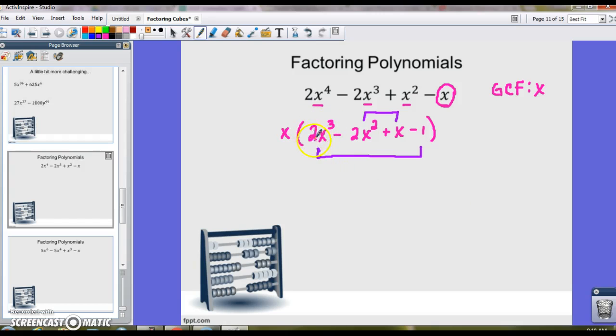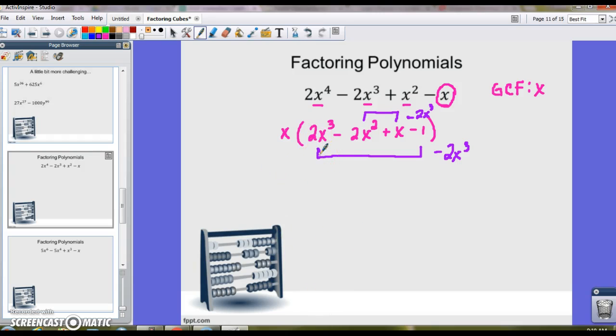Product means multiply, so 2x to the third times negative 1 gives me negative 2x to the third. And then if I multiply my inside terms, so negative 2x squared times x, that also gives me negative 2x to the third. Okay, so I know I'm all set there. Now, I'm not going to do anything with this x right now, but I need to make sure that I include it in my final answer.